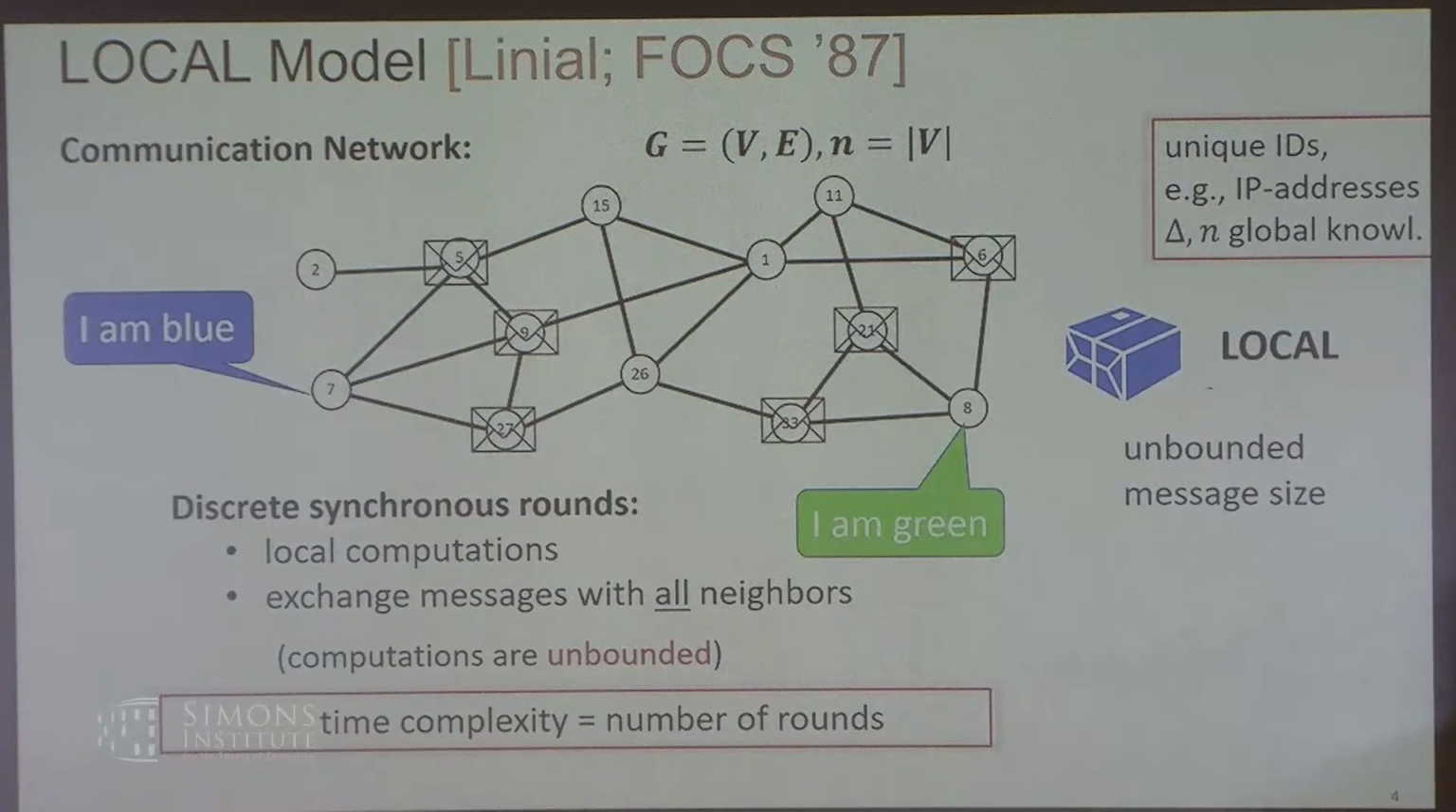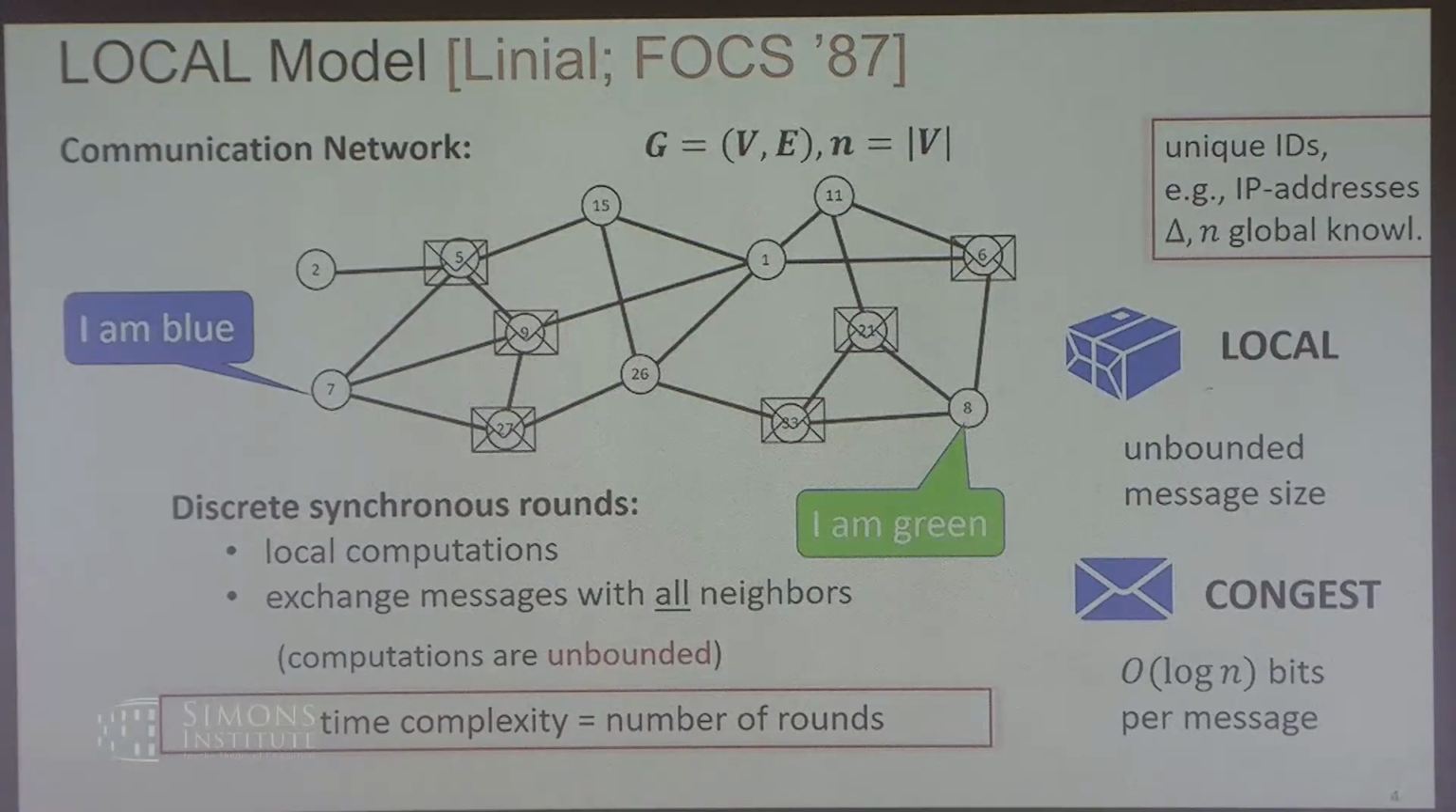So a node has to, for example, say, I'm blue, I'm green in a graph coloring problem. And we do not charge for the local computations. And we will also talk about the CONGEST model, which is just the same, but now the messages need to be small: log n bits, which is basically enough to fit a constant number of node identifiers.